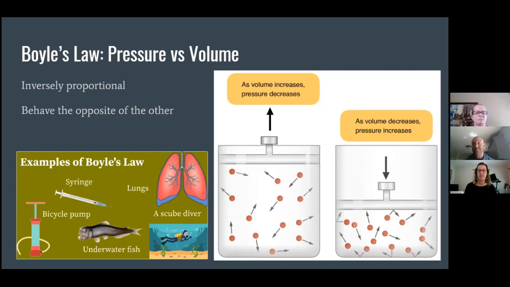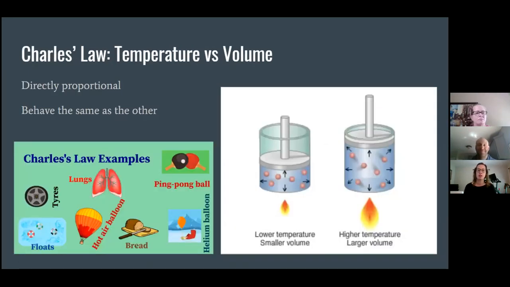I think Charles. So for Charles's law, we're going to look at temperature and volume. These two variables we're going to look at when all other variables are kept constant. If the only two variables that are changing are temperature and volume, they will be directly proportional to one another. So that means they behave the same. If one goes up, the other goes up. If one goes down, the other goes down. And you can see that in the diagram to the right.